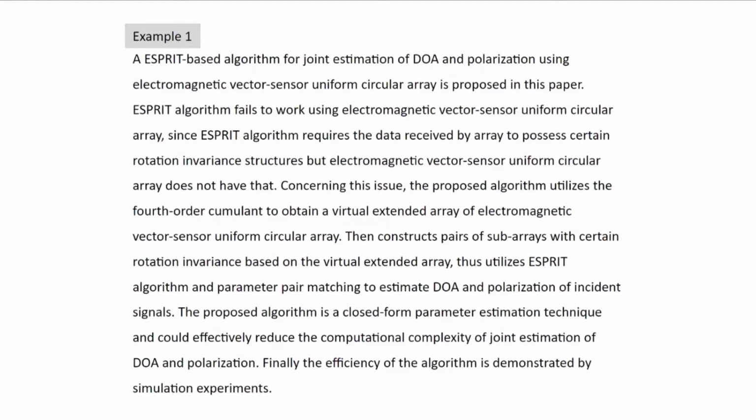Okay. So it says, let us understand the meaning. It says, "A e-spirit based algorithm." You can see that the article is incorrect, right? It should have been "an," but still the whole sentence structure is very confusing. "An e-spirit based algorithm for joint estimation of DOA," we have no idea what is DOA, "and polarization using electromagnetic vector sensor uniform circular array," that is a mouthful to say, "is proposed in this paper" finally, right? This is not a good construction of a sentence. We'll have to do something about it.